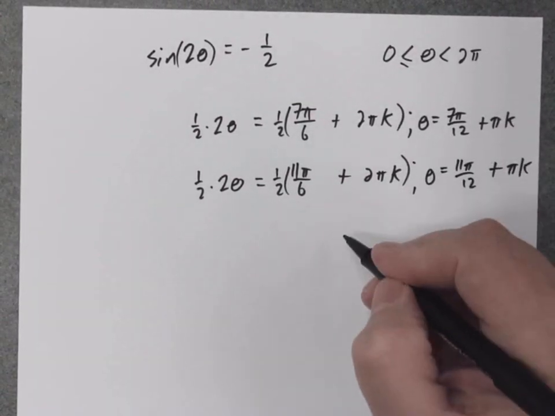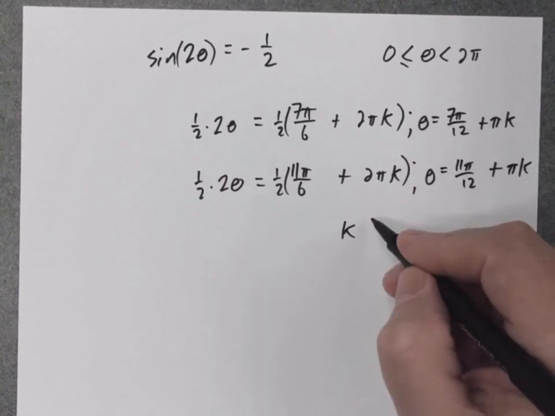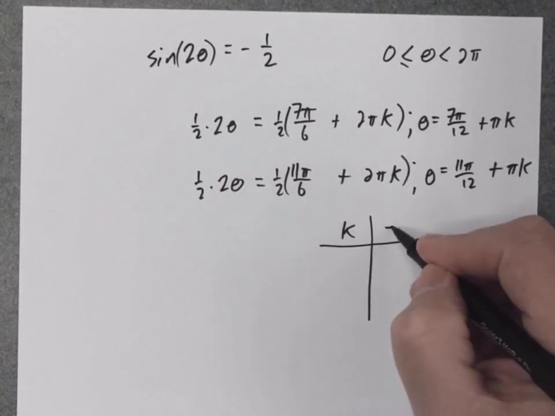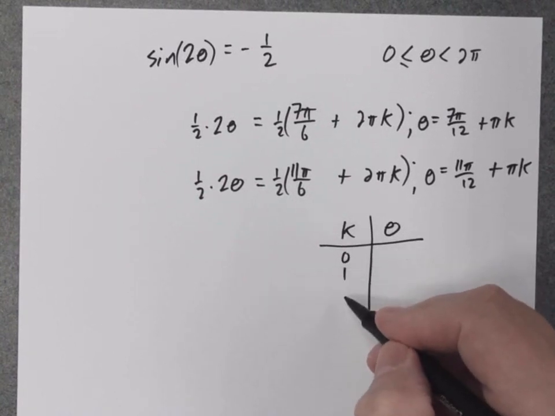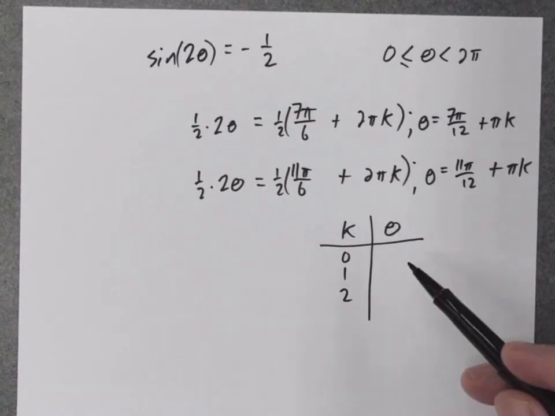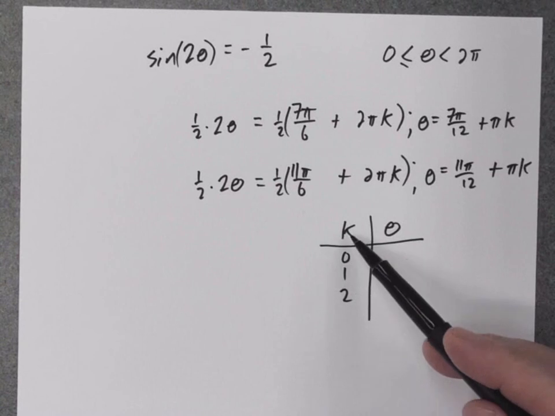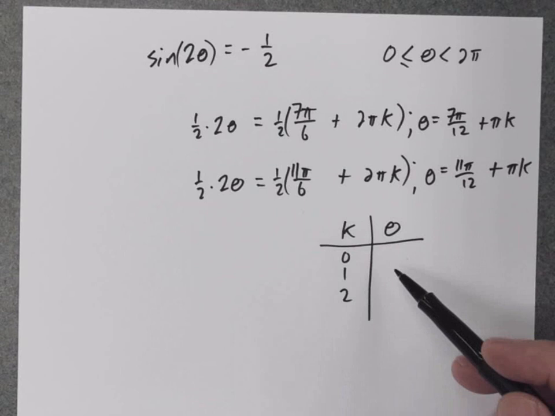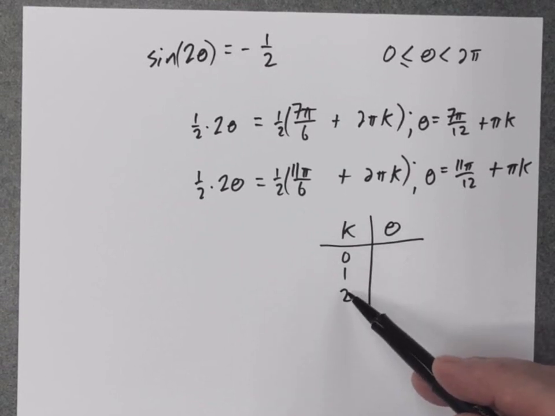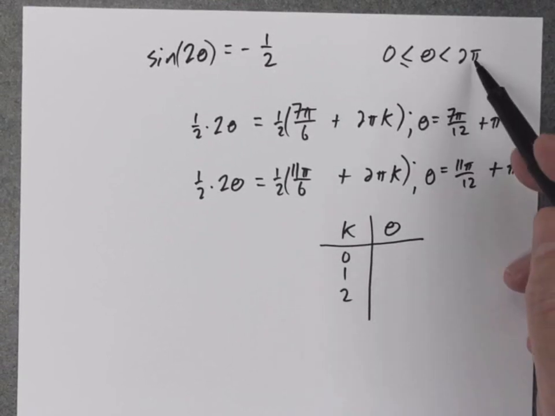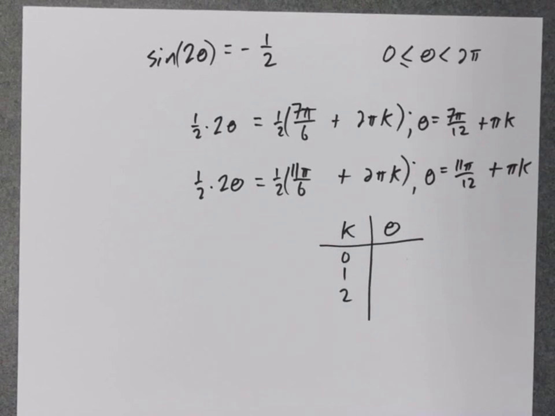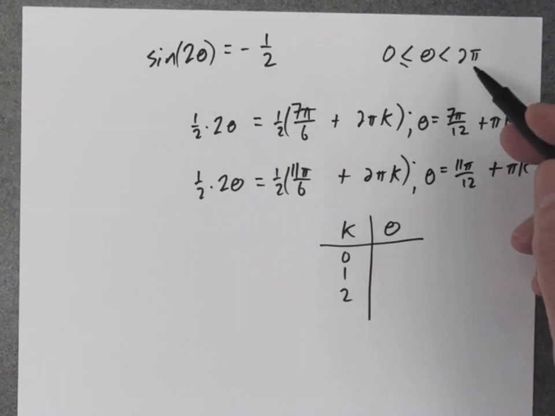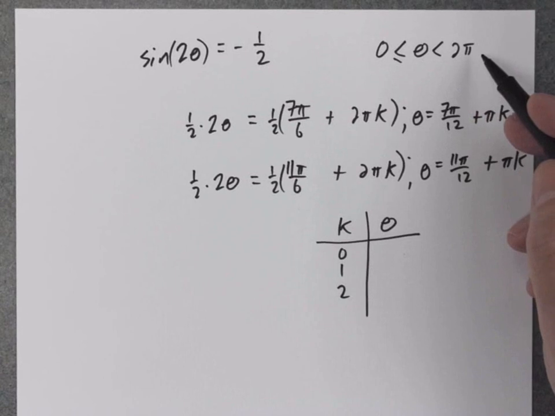I'm not going to finish this problem, but to finish it, you would start plugging in numbers for k into each of these general solutions, and then you would keep increasing k until these angles were larger than 2 pi, then you would stop. I guess if you want to quit watching, you can. I guess I can finish this if you're interested.